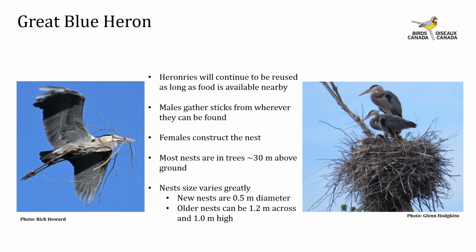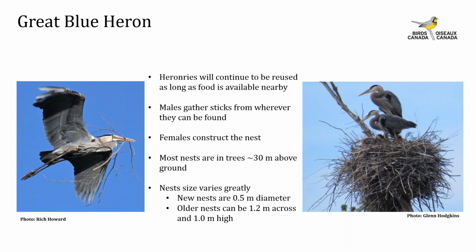Heronries are strongly correlated to foraging opportunities, and those heronries will continue to be reused as long as those resources are still available. Sticks are gathered by the male from wherever he can find them. That includes on the ground and nearby trees and shrubs, as well as stolen from abandoned nests of other stick nesting birds. The sticks are brought to the female, and then she does the construction.